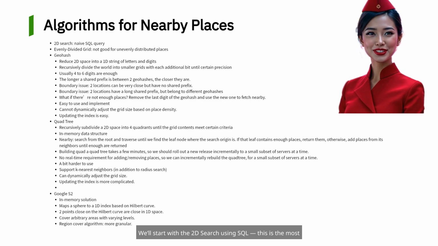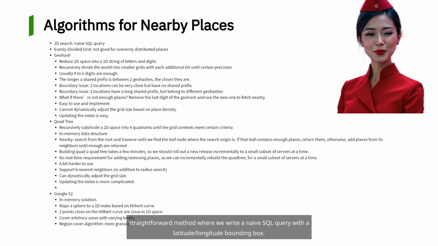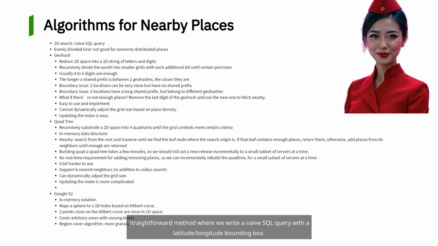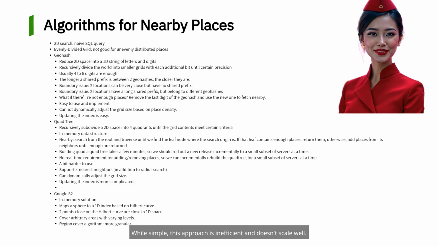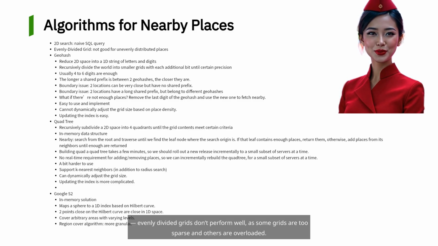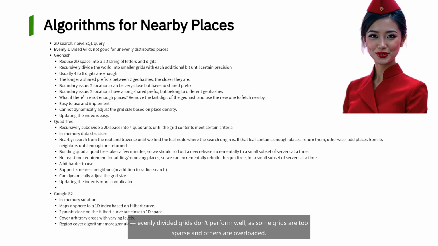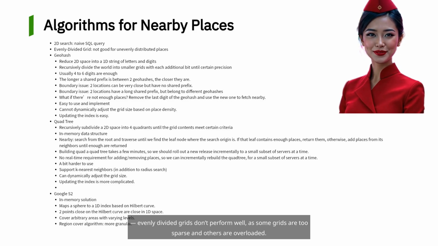We'll start with the 2D search using SQL. This is the most straightforward method where we write a naive SQL query with a latitude and longitude bounding box. While simple, this approach is inefficient and doesn't scale well. To improve on that, we can use a grid-based partitioning strategy. However, if places are unevenly distributed, which is often the case, evenly divided grids don't perform well, as some grids are too sparse and others are overloaded.